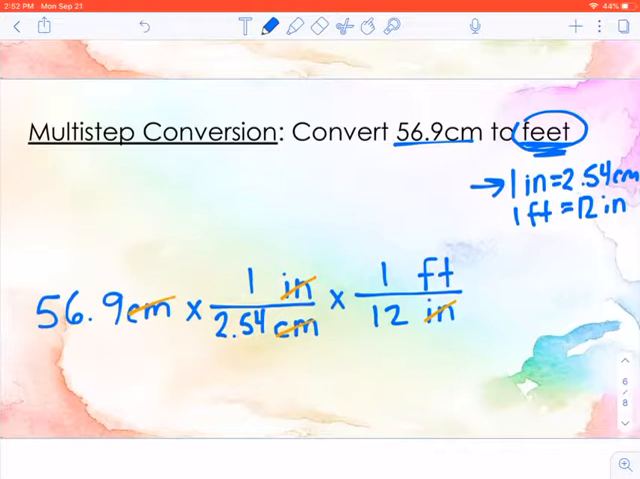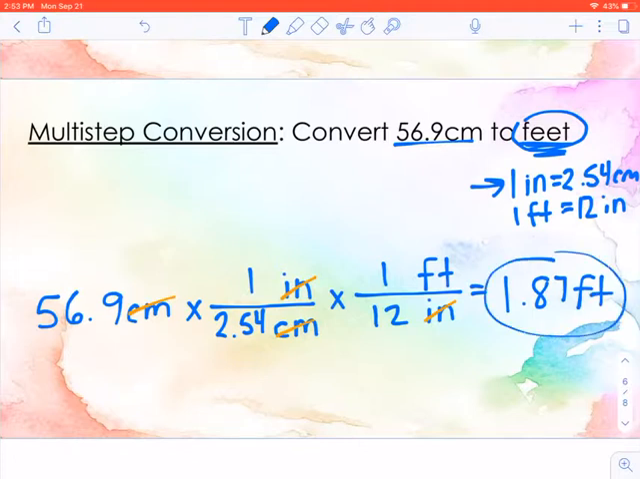So our pathway for this problem is to go from 56.9 centimeters, divide by 2.54, and then divide by 12. And so when we plug that into the calculator, 56.9 divided by 2.54 divided by 12, we get 1.87 feet. And that's our answer.